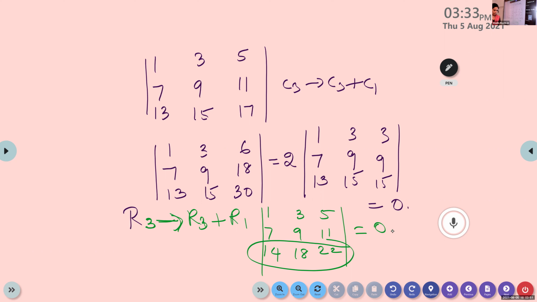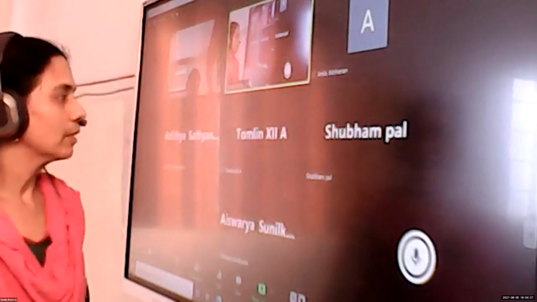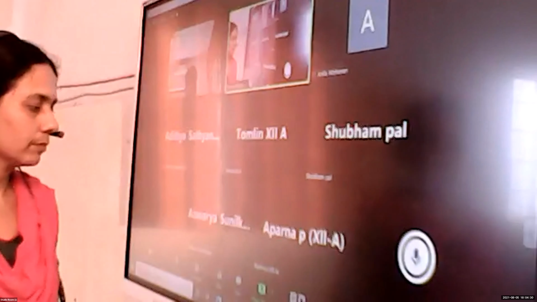Now write the heading. Solving simultaneous equations by row reduction method. Okay, this is the third method we learned, children. So straight away we are going to start with the problem. There is no theory part, only the problem is given.